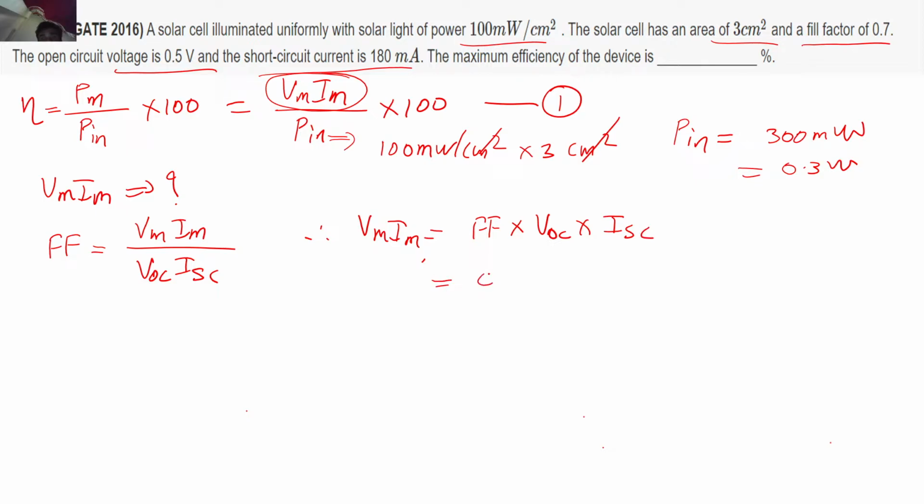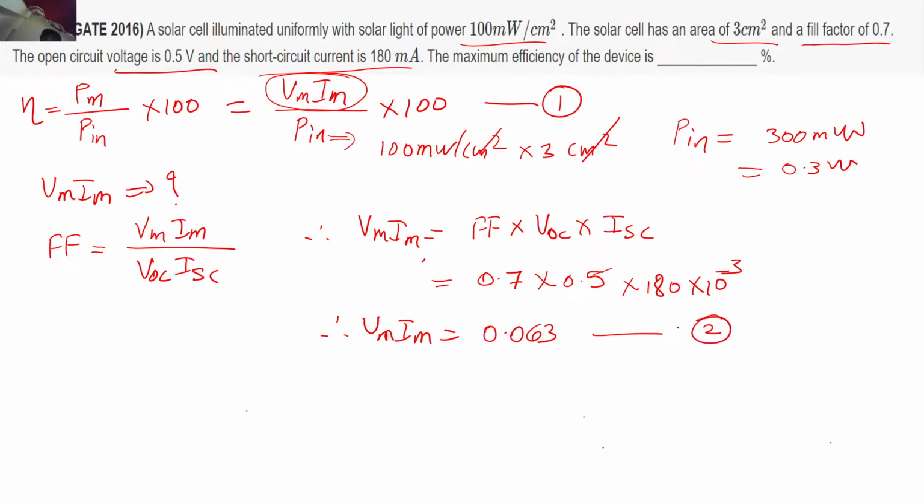So the fill factor has been given as 0.7, and the value of VOC they have given is 0.5, and the short circuit current is 180 milliamps, into 10 to the power minus 3. So if I calculate this value of Vm into Im, it is around 0.063. Let me denote this as equation number 2.